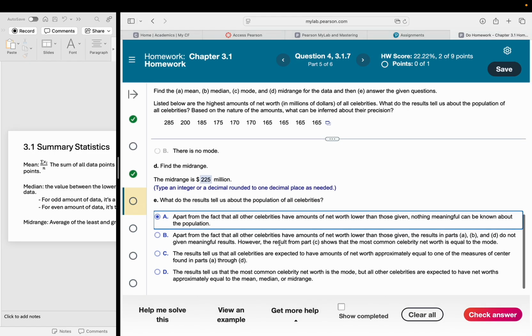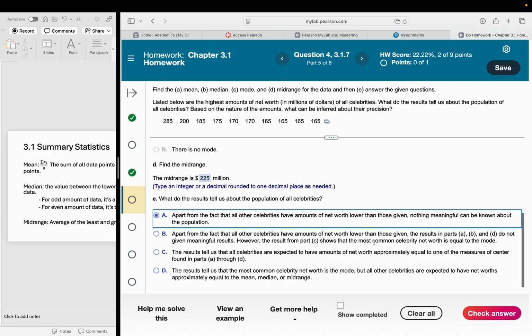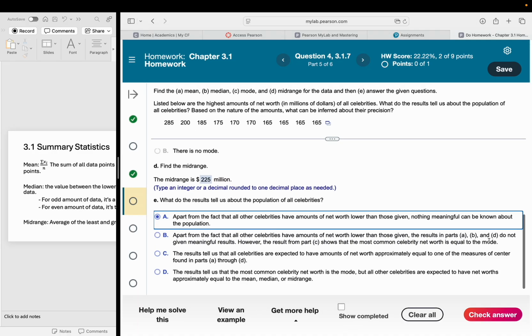The next one, however, the result from Part C shows the most common celebrity net worth is equal to the mode. Now again, that's the most common highest celebrity net worth, so I don't agree with that statement. I still think it's A. The results tell us that all celebrities should have amounts of net worth. No, because we had the highest amounts of net worth. I think I'm going with A.